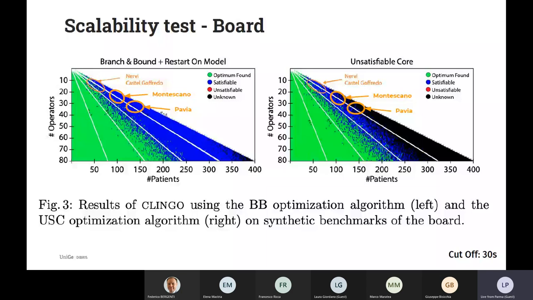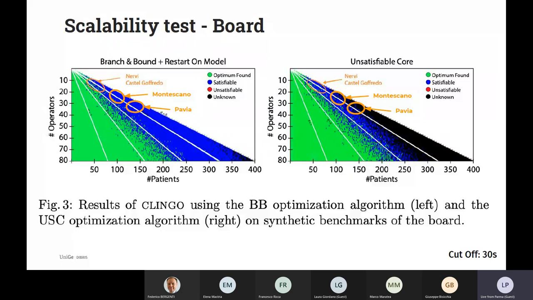As you can see here in the board example, you have a high dependency on the density between operators and patients. When the density reaches, I think, 2.4 or 2.5, you have a transition phase between optimal and satisfiable for the branch and bound standard model. Instead, with the unsatisfiable core, when you move to higher and higher density, the problem becomes unknown. In the cutoff of 30 seconds, you cannot find a solution. That's also why, in the board instances, the branch and bound standard model worked better.